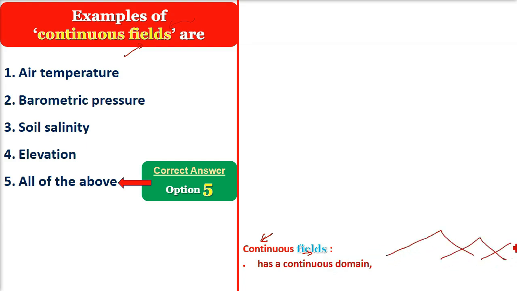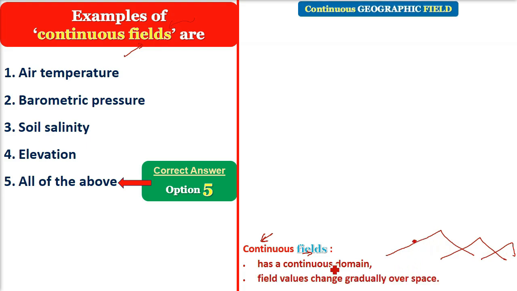Assume that you have a mountain range. Now if you ask, every point on this mountain range will have a certain elevation. So the field value changes gradually over the space. The elevation will be different at, say, the foothill. It will be higher at the peak or the summit.